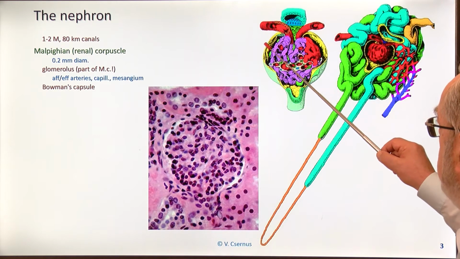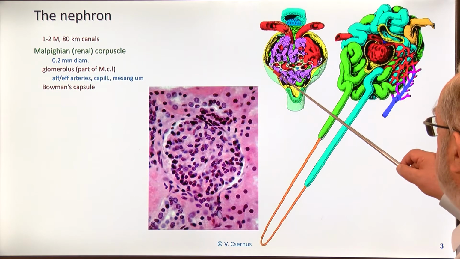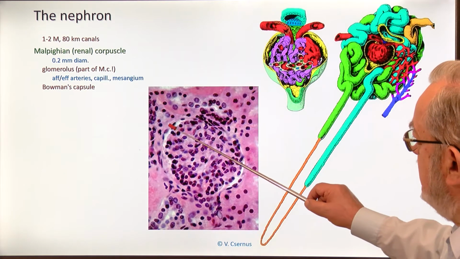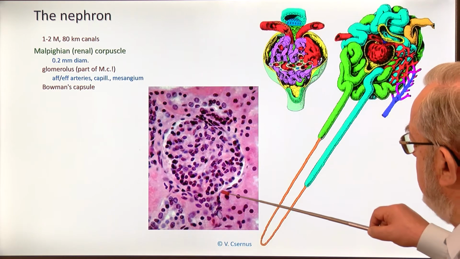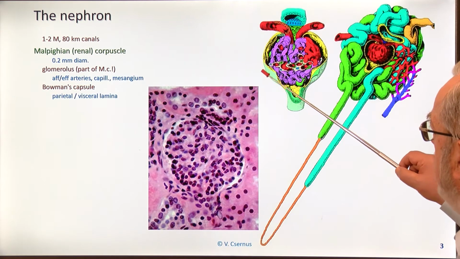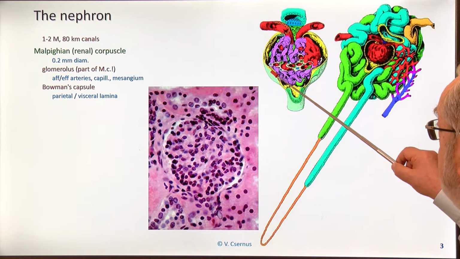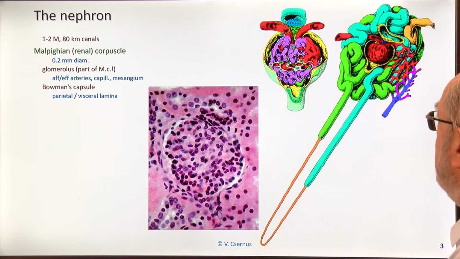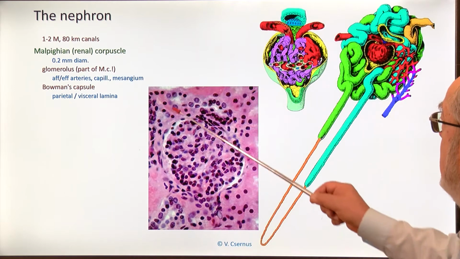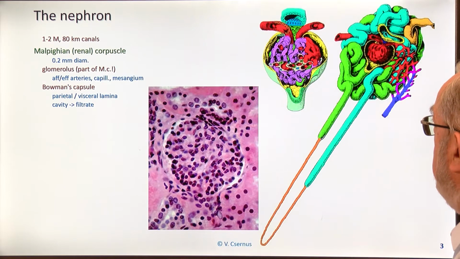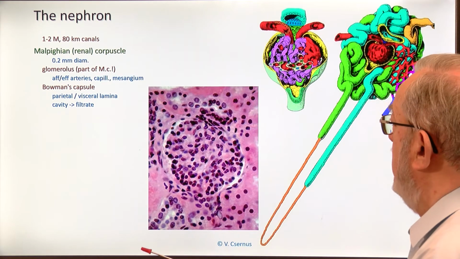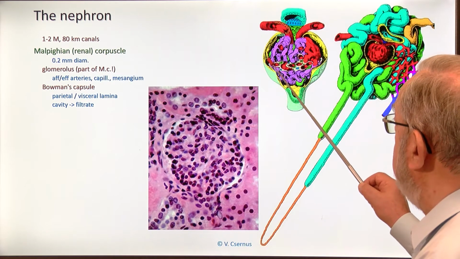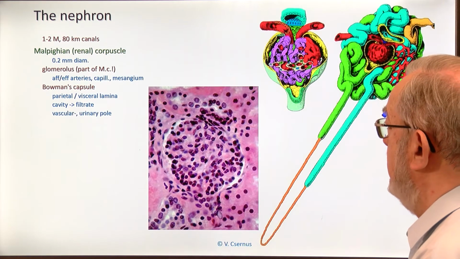The entire Malpighian corpuscle is surrounded by a flat epithelial tissue. This is now the Bowman's capsule. Here in the realistic picture, you can see these flat, elongated nuclei. This is the parietal lamina of the Bowman's capsule. This is continuous to the surface of the vessel. These violet labeled cells are the visceral lamina, which is covering the surface of the capillary tuft. Between the parietal and the visceral lamina, we have a cavity, and this is where the filtrate is located.